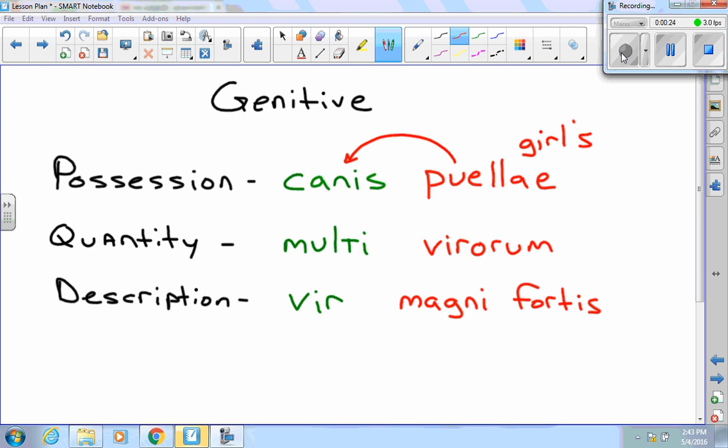We can also use it for quantity. Many of the men. We're using quantity, we use the word of. For description, he is a man of great bravery. For description, we also use the word of. The difference is, with possession, I possess something. With quantity, I'm telling you how much of something, whatever that something is in the genitive. And then the description is whatever you're describing, whatever quality that is going to be used in the genitive.